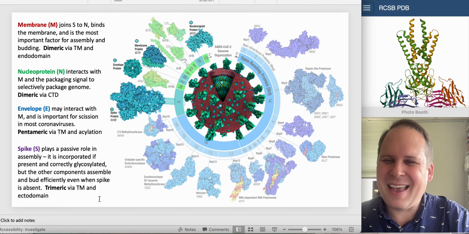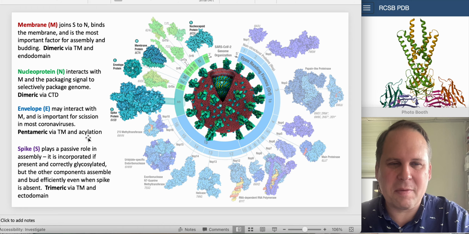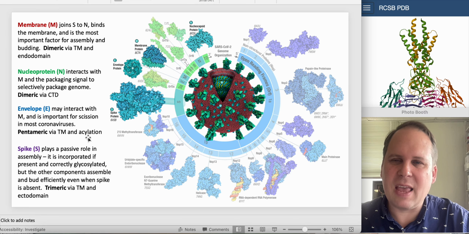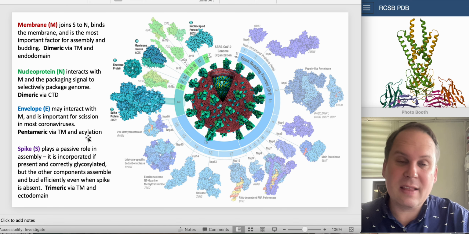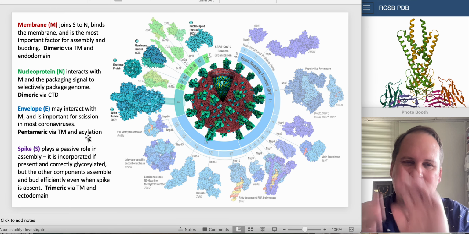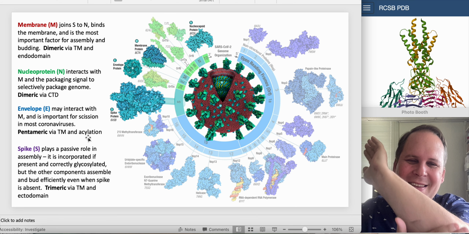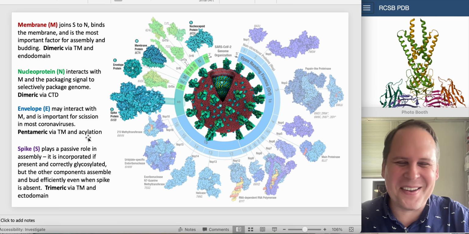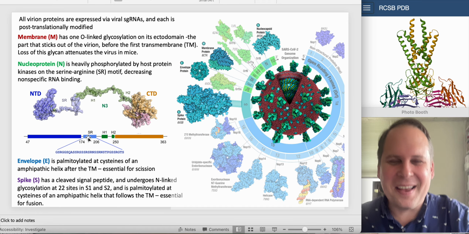Then we have our spike, and spike is going to work as a trimer. That's this great big thing that's going to stick out from the virus, and spike's going to have a transmembrane region that's going to interact with the M protein. And so spike doesn't directly interact with N or RNA. The spike bone is connected to the M bone is connected to the N bone connected to the DNA bone. There you go. That's how the song goes. If you don't know that song, that's okay. It doesn't matter. That's just how they're connected.